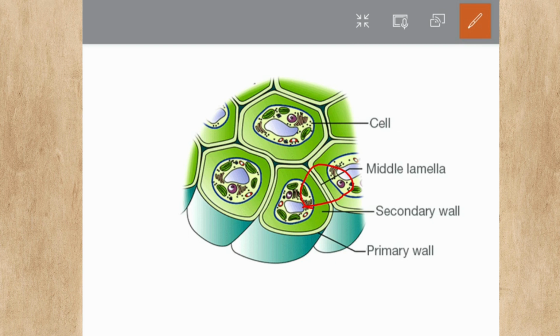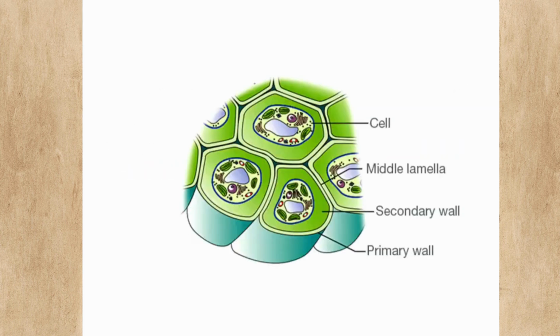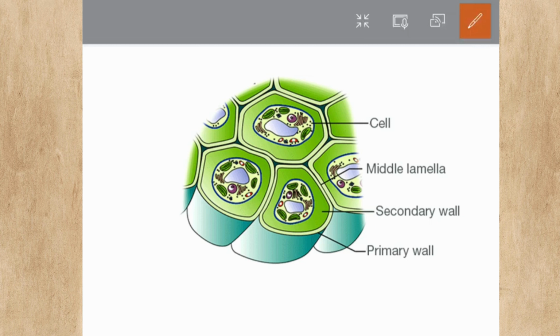Now let's move on to our next layer, that is secondary wall. Here you can see secondary wall in the diagram. If we talk about the location of secondary wall, it is formed between primary wall and plasma membrane of the cell, and it is only seen in sclerenchyma cells. Have a look on the diagram. This is the cell and this is the secondary wall. So it is present between the outer primary wall and inner plasma membrane of the cell.